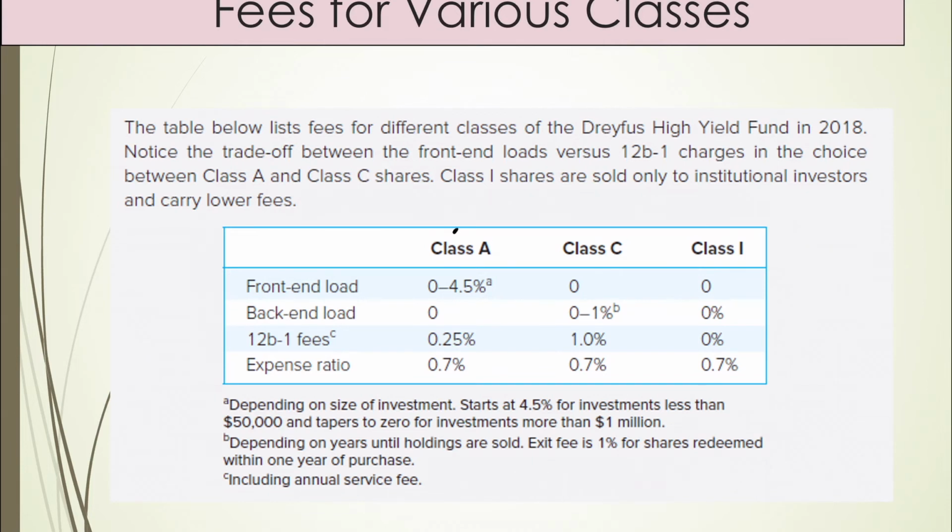So Class A shares typically have a front-end fee, but they have a low 12B1 fee, so a marketing fee. With Class C shares, they rely primarily on that 12B1 fee. And then Class 1 shares, you can see, have very low fees elsewhere, but they have that expense ratio. You would think, why would you even purchase the other shares? Well, Class 1 shares are only offered to institutional investors.